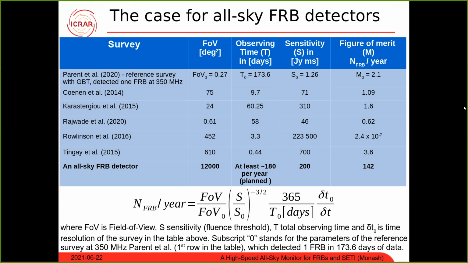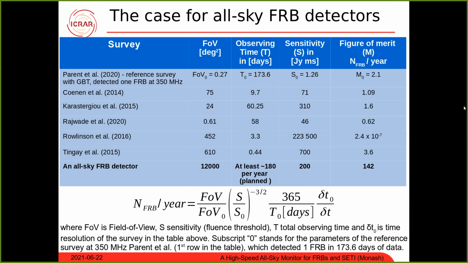So I constructed a figure of merit, which I assume that number of detected FRBs will be proportional to the field of view, proportional to sensitivity to the power of -3.2, which comes from the Euclidean universe, and then proportional to observing time divided by time resolution. So this is my figure of merit.